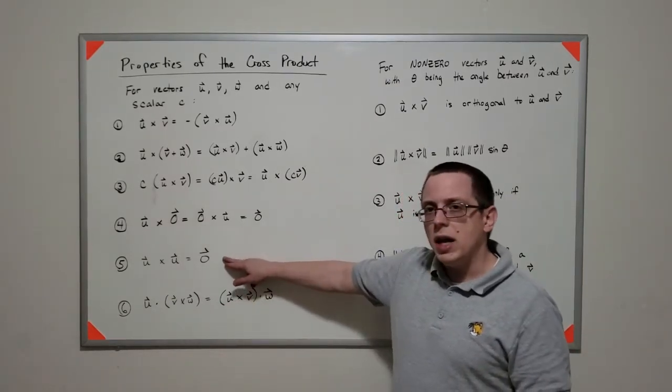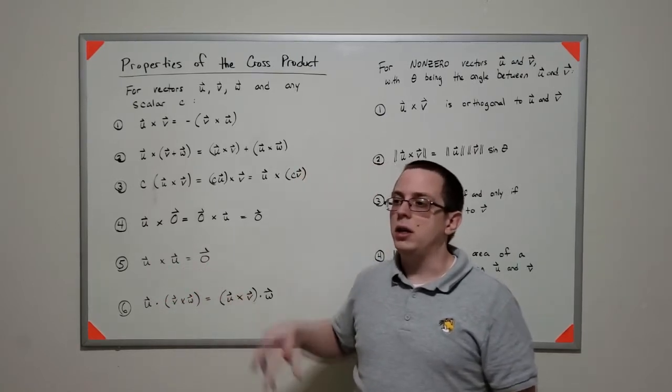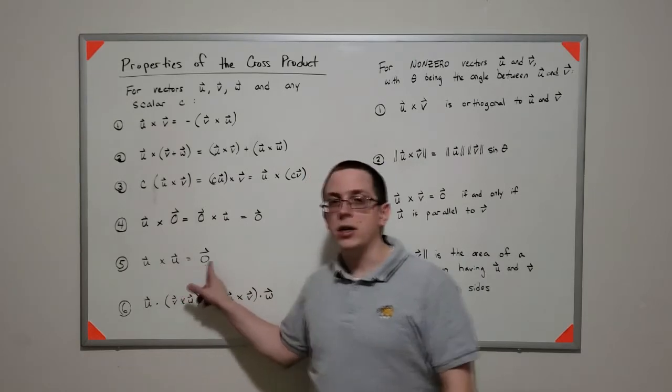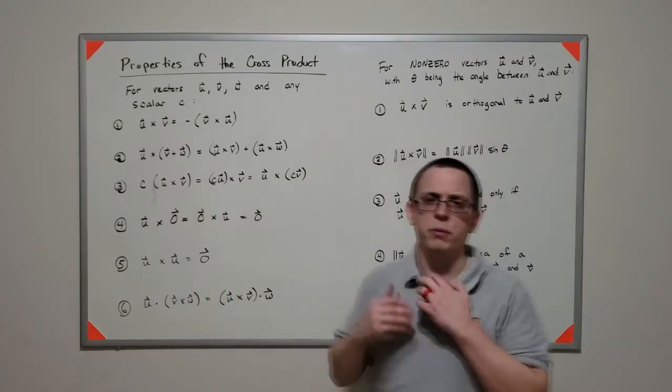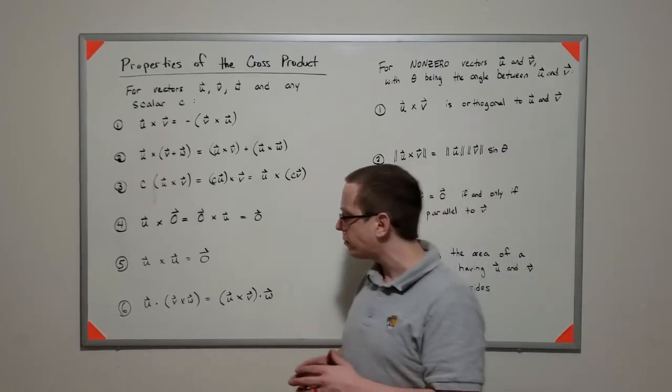The fifth one's a little less intuitive. Remember, for a dot product, u dot u is the magnitude of u squared. But for a cross product, u cross u is actually the 0 vector. And that follows from the nature of how the cross product is constructed.